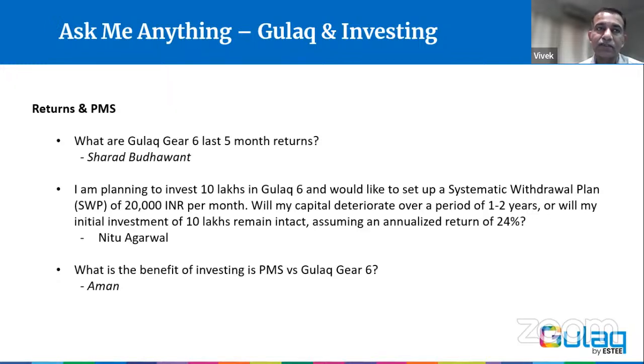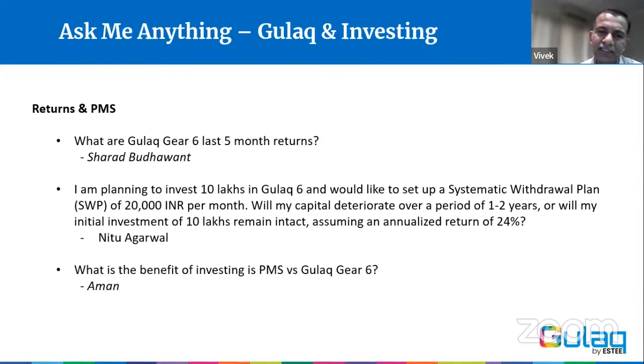Because PMS starts with 50 lakhs, we are able to offer much higher diversification. In PMS, we have about 80 stocks, and the performance is still pretty solid. Whereas in Gulaq Gear 6, we have 12 to 15. So obviously, if you compare these two portfolios, Gulaq Gear 6 is going to be more volatile than PMS. But the advantage in Gulaq Gear 6 is you are able to start small. In PMS, you can only start with minimum 50 lakhs.